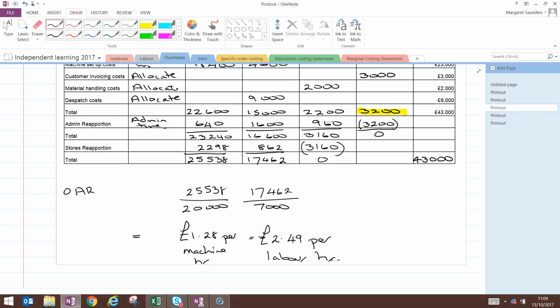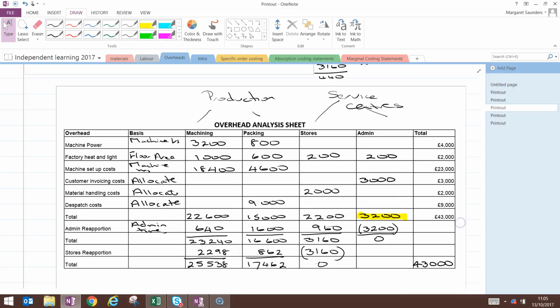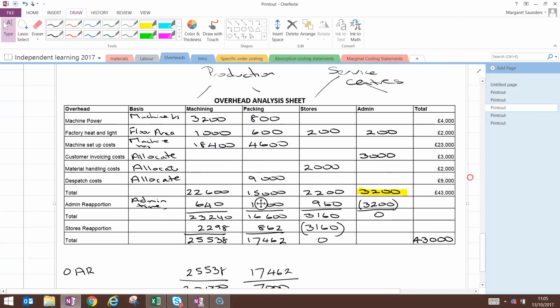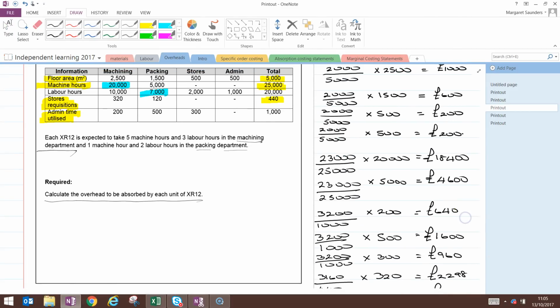The very last thing we need to do, step 5, is to work out how much overhead will be absorbed by each product. So we have two overhead absorption rates. For the machining department it is per machine hour, and for the packing department it is per labour hour. So final time, back up to the example.